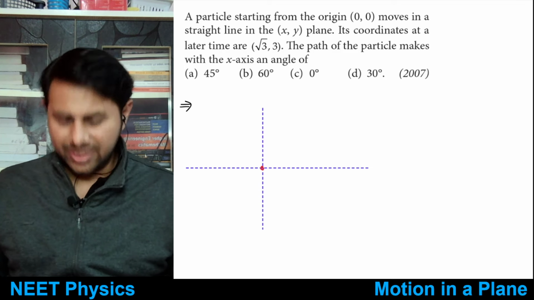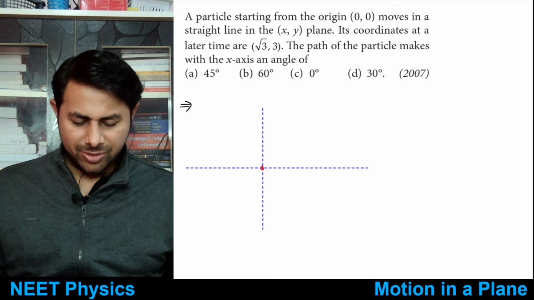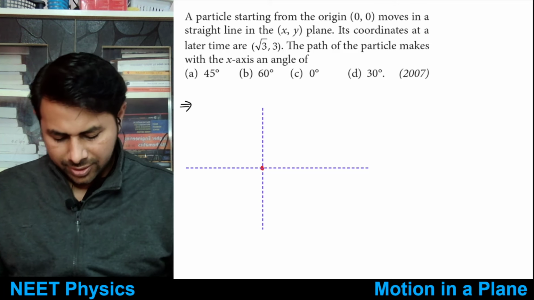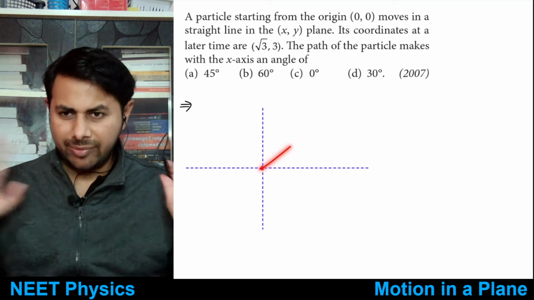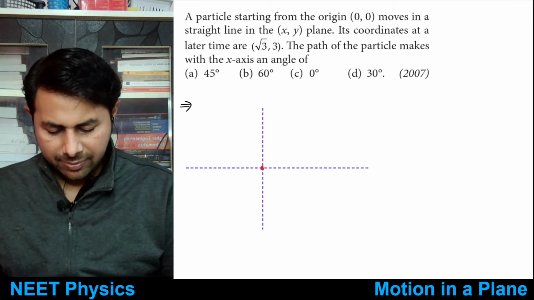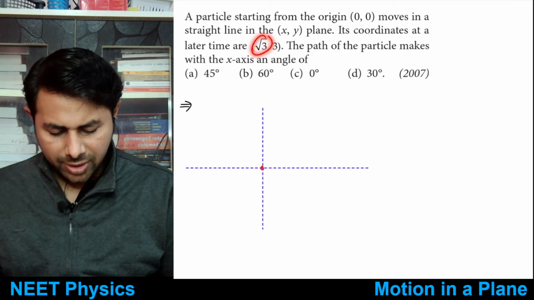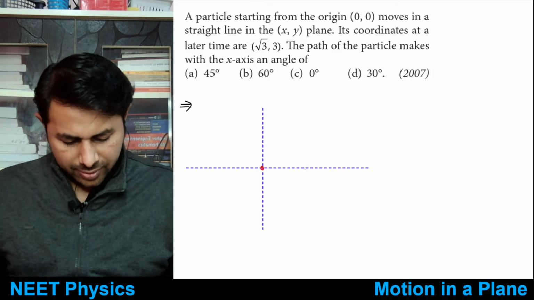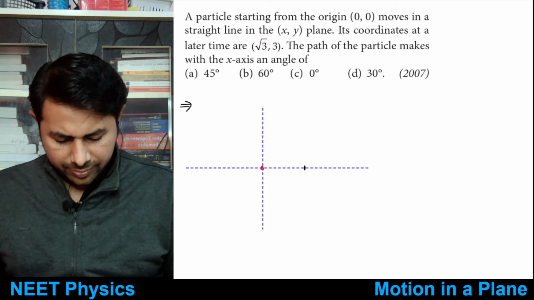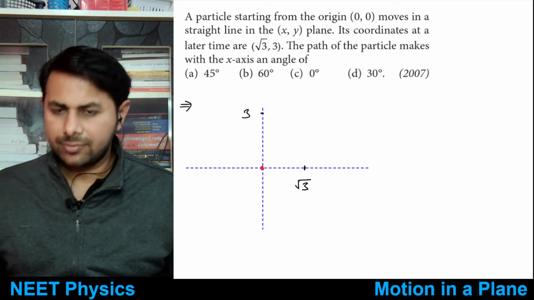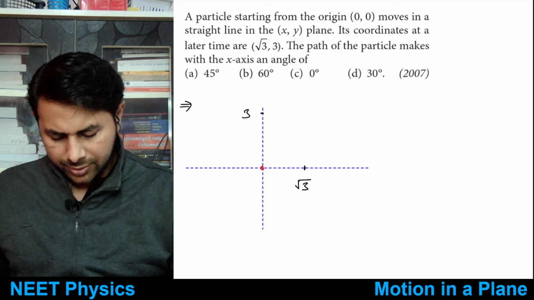Okay, so the particle starts from the origin and it moves in the xy plane. At a later time you need to imagine all this in your mind while solving. At some later time, what are its coordinates? The x coordinate is √3 and the y coordinate is 3. So draw a straight line.